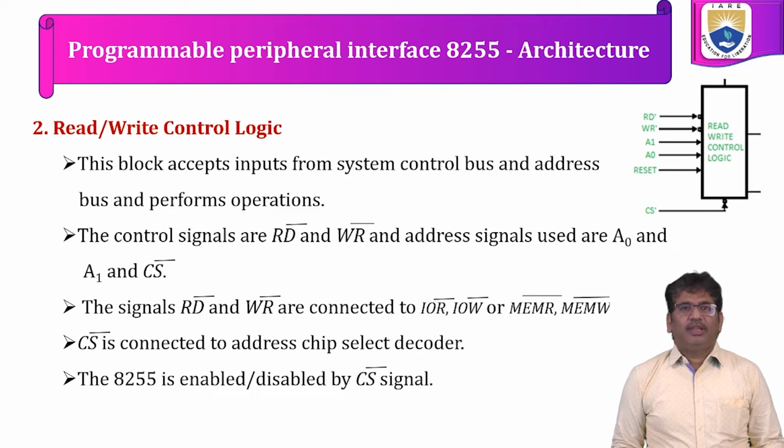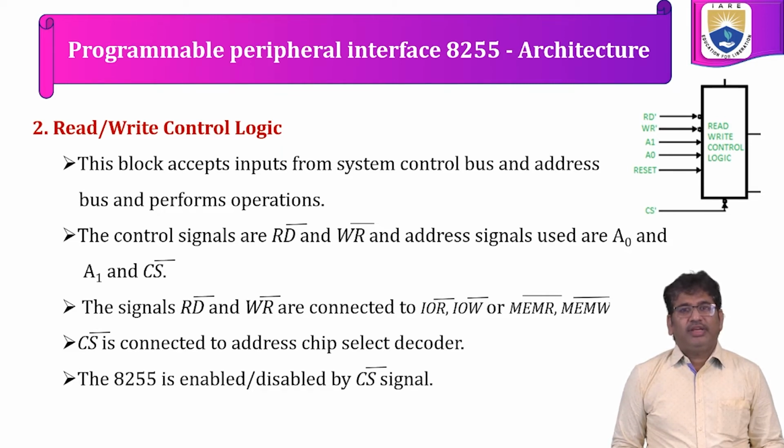To activate the 8255 for IO operation, we have to enable the 8255 chip select, that is, CS bar, by grounding it. The signals read bar and write bar are connected to IO read, IO write, or memory read or memory write. The chip select is connected to the address chip select decoder. To enable it, we have to give some address information, whatever address is assigned for the 8255.